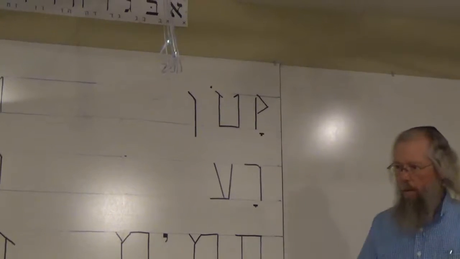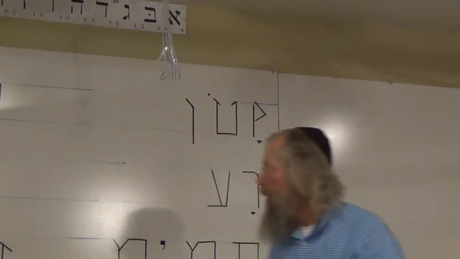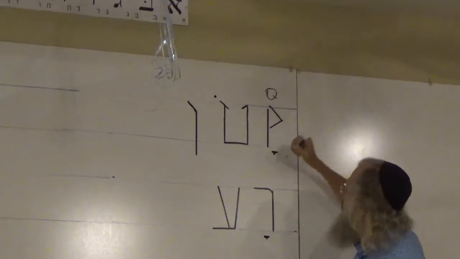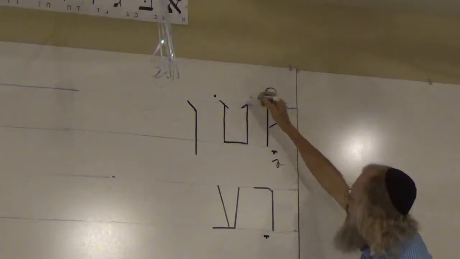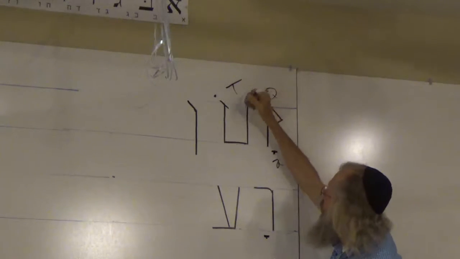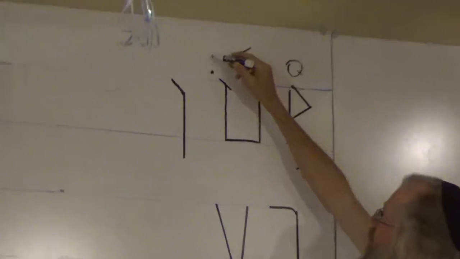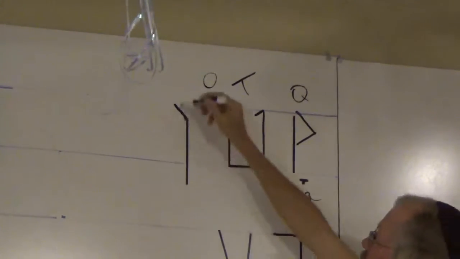So give it to me. Let me get my marker. Give it to me. Kof. A. Tech. T. No vowel. O. No suffix. No N.